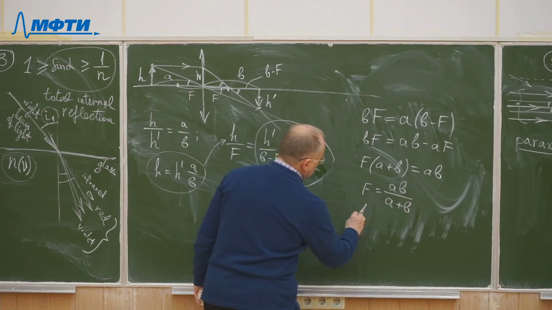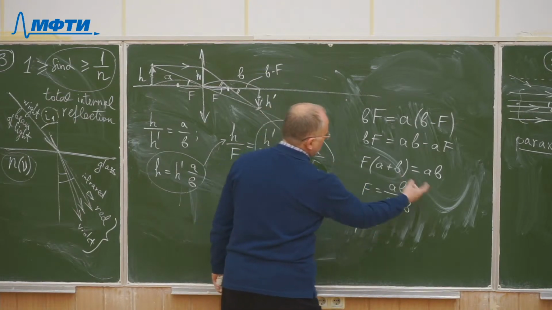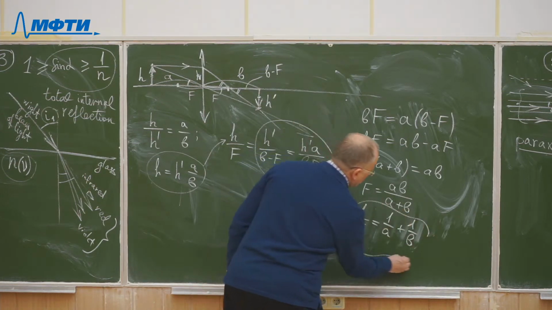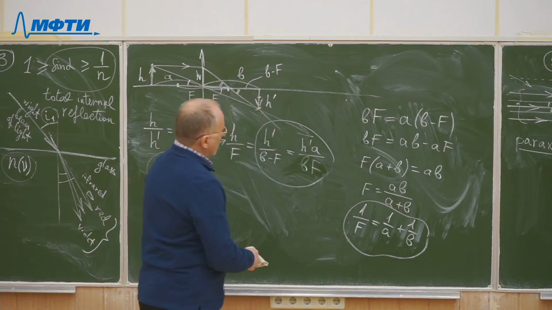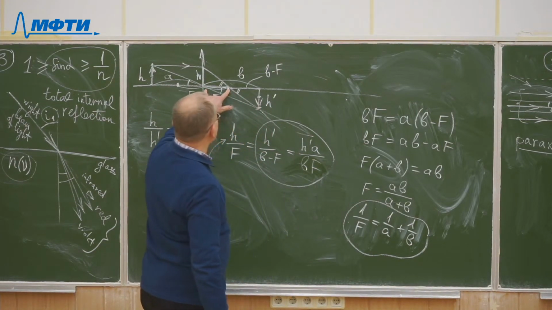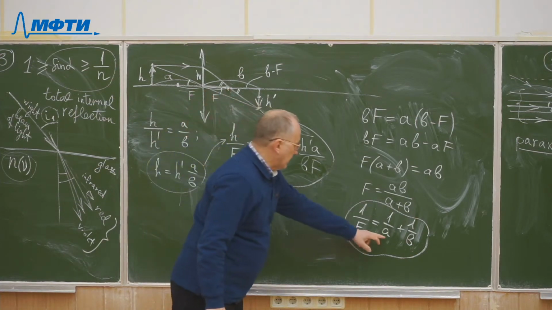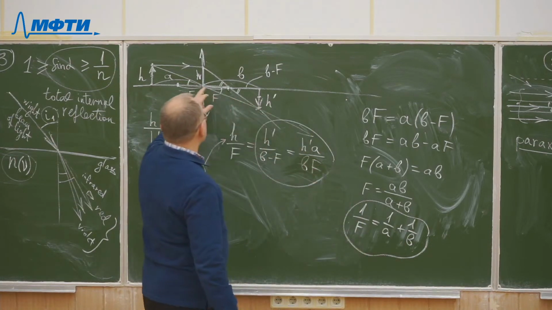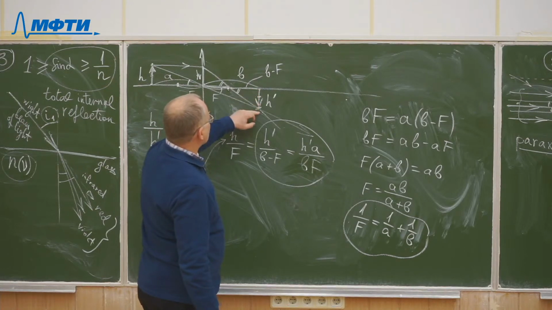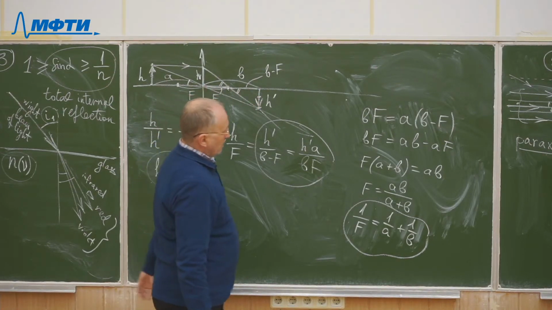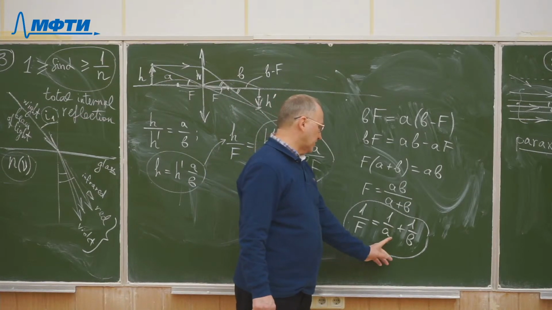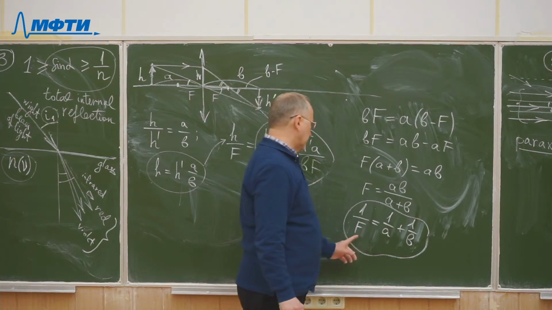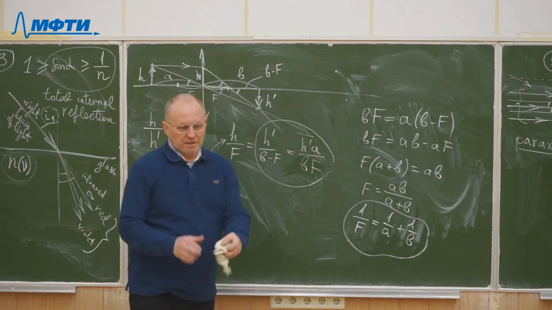Also, this formula is often written in such a form that 1 over f equals 1 over a plus 1 over b. This is the lens formula which connects the focal distance of a thin lens and a, the distance of the object from the lens, and b, which is the distance of the image of our object from the lens. The distance of the object and the distance of its image from the center of the lens are connected with the focal distance of the lens.